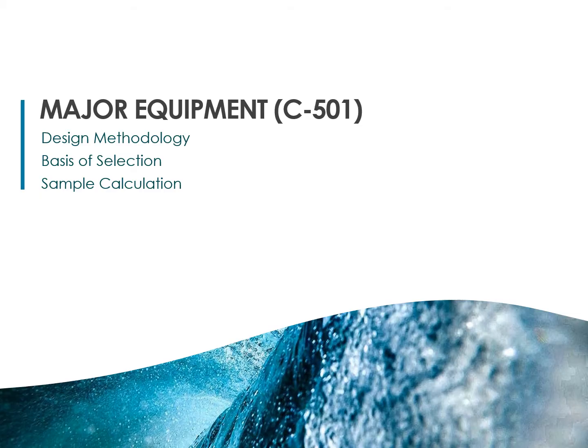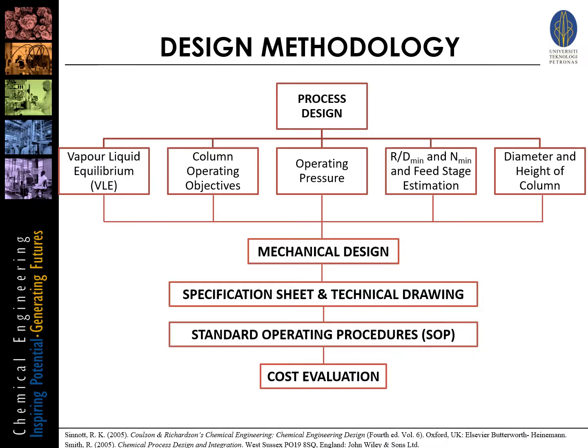This presentation continues with the major equipment C501 design. Here I'm going to present the design methodology, basis selections, and a little bit about the sample calculation. This is the design methodology that I have. I start off with a process design, for which the diameter and the height of the column will be estimated, along with the number of feed stages and at which stage the feed enters, then the operating pressure and temperature, followed by the mechanical design.